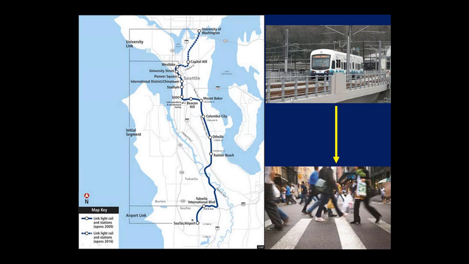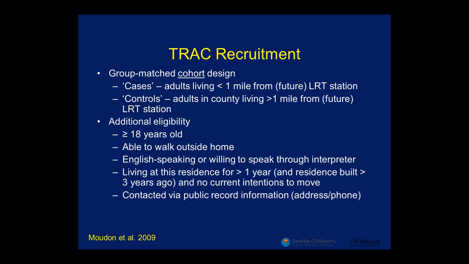So if folks are visual, this is what we did. We wanted to see whether this opening of this transit line, a light rail line, resulted in more physical activity. Like I said, this is a group-matched cohort design. We tried to select, and we did select cases as adults living less than 1 mile from the future light rail station. Our controls were adults living in the county, living more than 1 mile from the future light rail station.